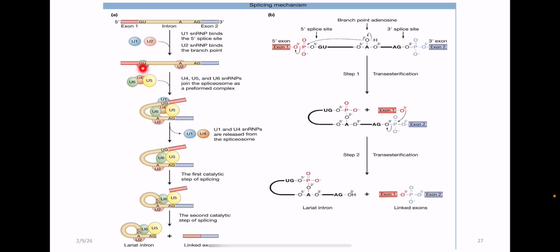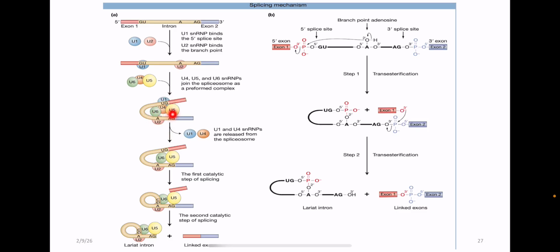But let's say U1 binds to the donor site and U2 binds to the branch point. When it does so, we say it is helping the spliceosome align itself, or it is showing it the way. So when they bind, they recruit the other snRNPs, U4, U5, and U6, and this will direct cutting.